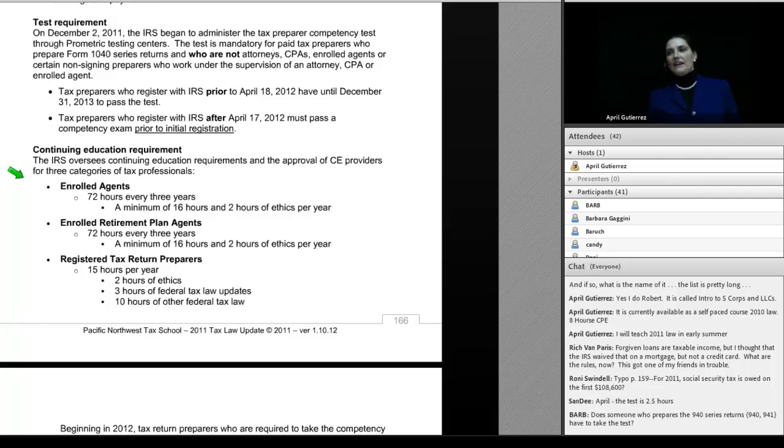Next up is continuing education. And oh my gosh, we've been going through that for the last 8 hours today, right? Okay, so what are the rules on CPE?